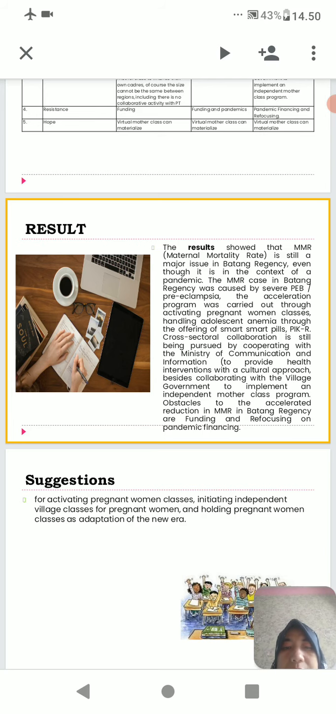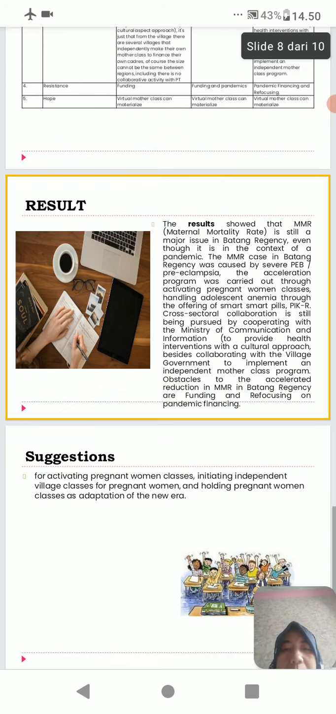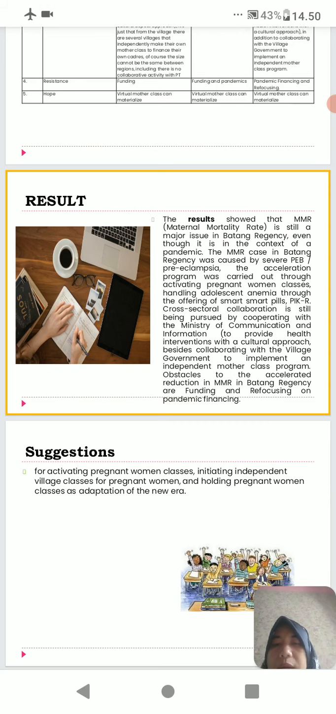Obstacles to the accelerated reduction in MMR in Batang Regency are funding and refocusing on pandemic financing. The last one, the suggestions of my research: activating pregnant women classes, initiating independent village classes for pregnant women, and holding pregnant women classes as an adaptation to the new era.